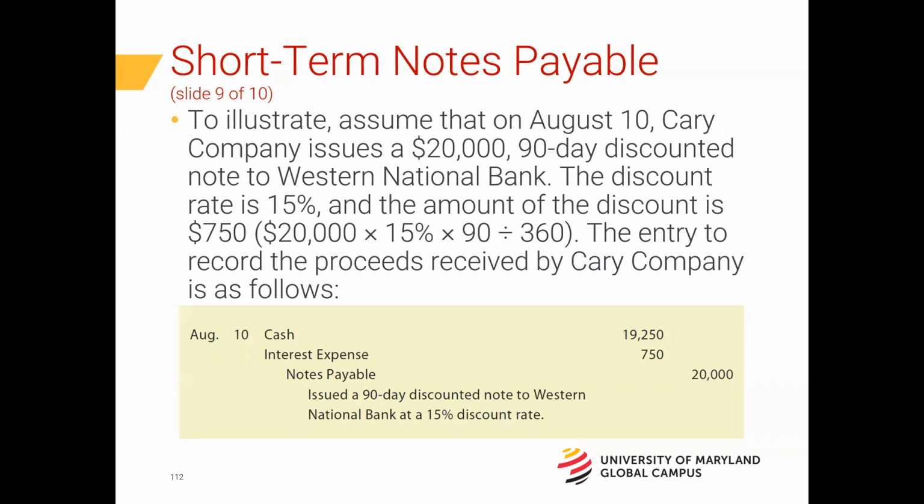So here's another example of this. Bank gave us a loan for $20,000, 90 days. They call it a discount note. 15% interest, 90 days, $20,000. It was the loan. So the bank gave us $19,250 in cash, and our interest expense was $750. So we debit cash, debit interest expense, credit notes payable $20,000. So that's when the bank gave us that cash.